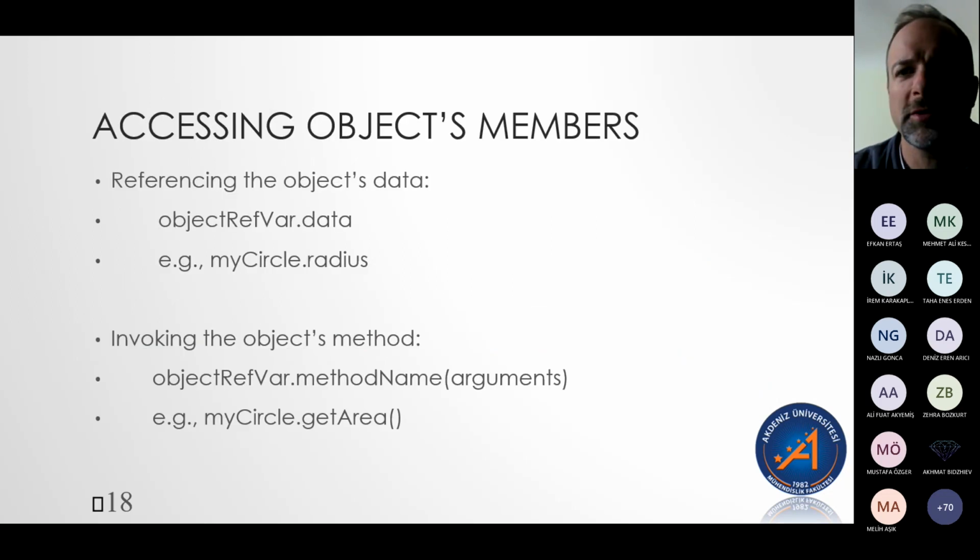Okay. So once this thing is created, how do we access parts of it? We can access a data item using the dot notation. So we can say myCircle, whatever that object is, dot radius will give me the radius value. This will act just like a variable. I can use it to assign a new value to it. I can use it to get the value that's currently there.